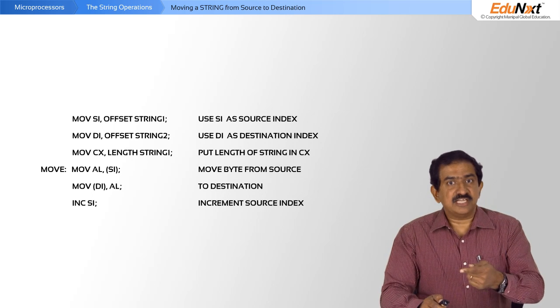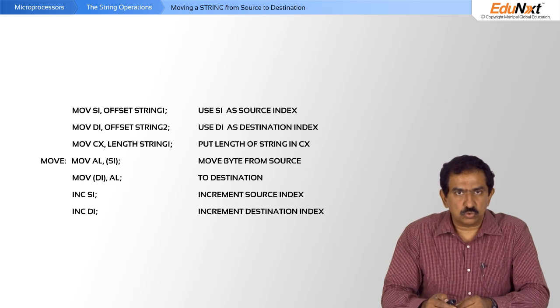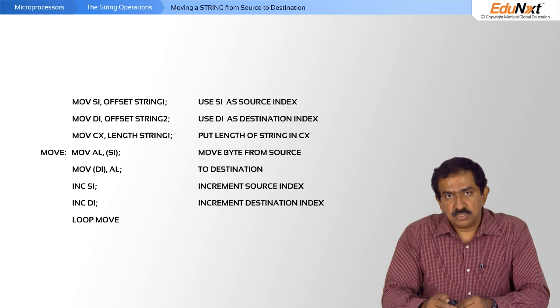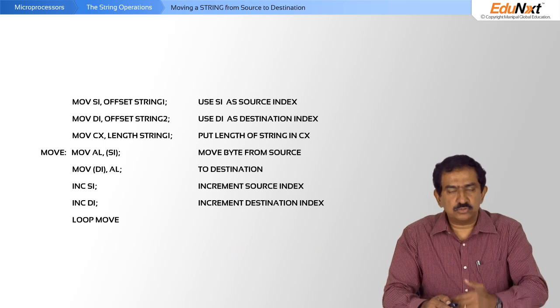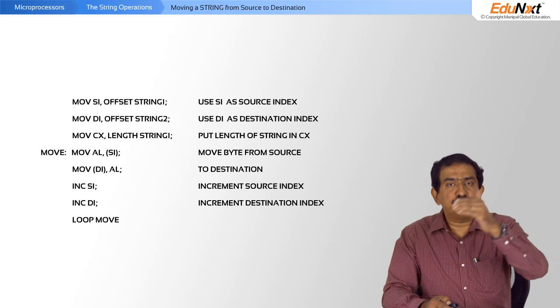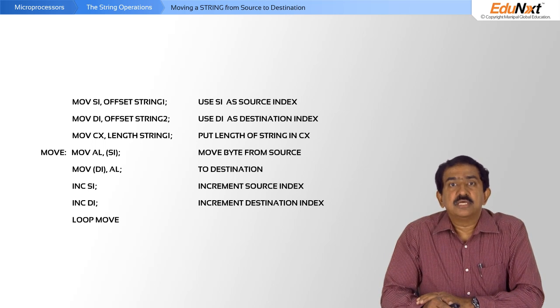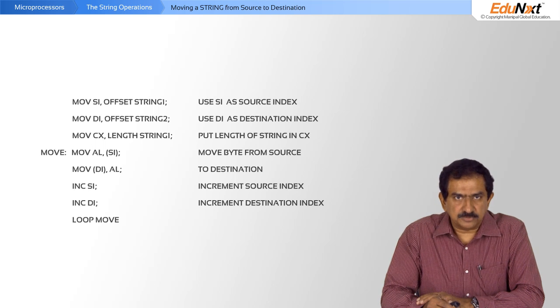You increment SI, you increment DI to point to the subsequent locations of the source and destination area. You loop back to move, and loop will automatically decrease the CX value. So this set of instructions happens over and over again till CX becomes 0. Fairly costly set of instructions just to simply move a bunch of memory locations from one area to another.